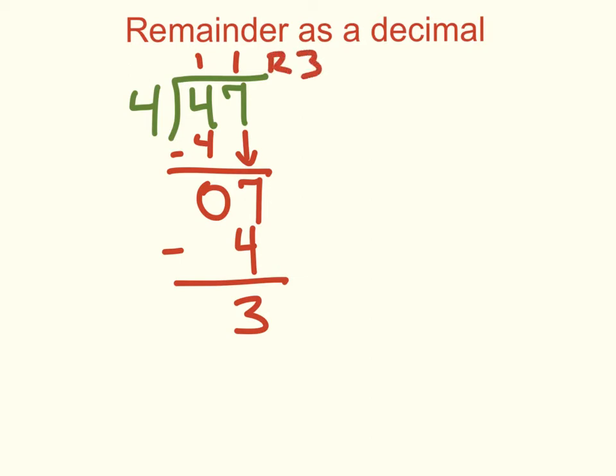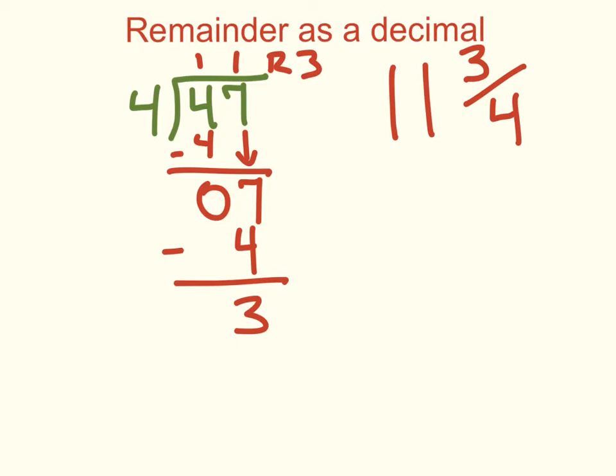Now, just like writing your remainder as a fraction, you would write your answer as 11 with your remainder over your divisor. So it would be 11 and 3/4. Now, in order to write your remainder as a decimal, you need to make sure to get a 10 or a 100 in your denominator. So how could we get 10 or 100 in our denominator? Well, 4 doesn't go into 10, but 4 does go into 100.